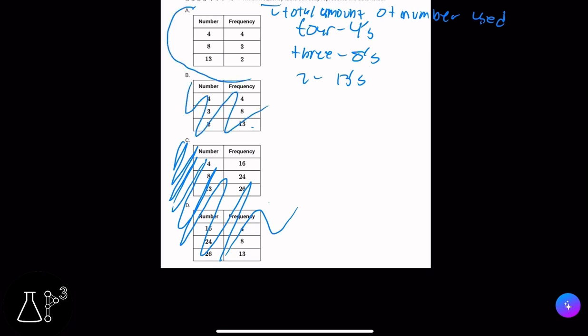But let me make sure that all the numbers correspond. I have the number 4, and there's 4 4s, so the frequency is 4. I have 3 8s, so the number is 8, and the frequency is 3. I have the number 13, and I have 2 13s, so my frequency is 2. So the numbers do correlate.